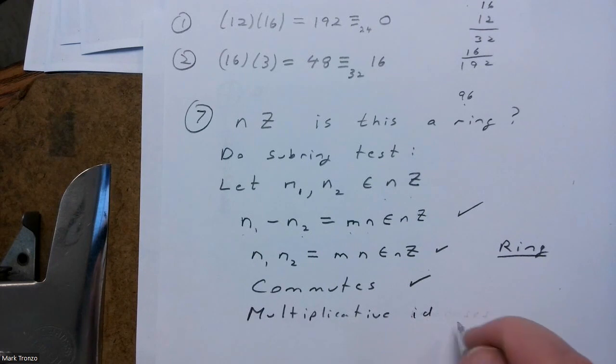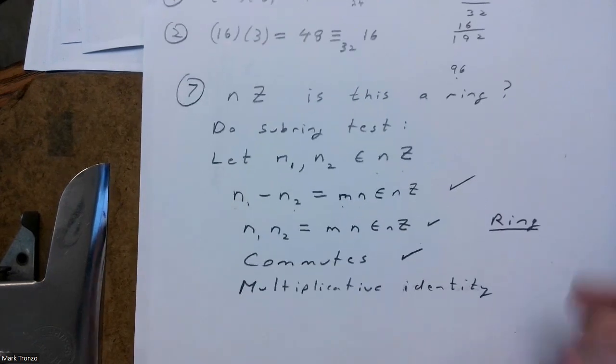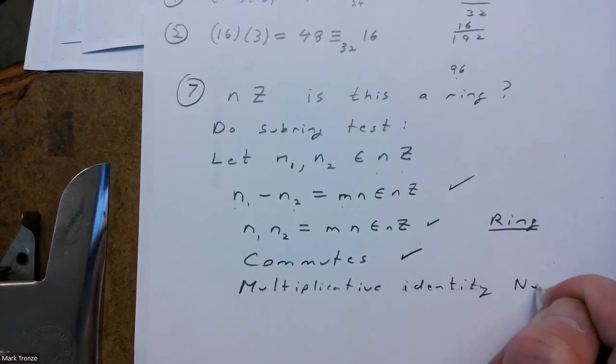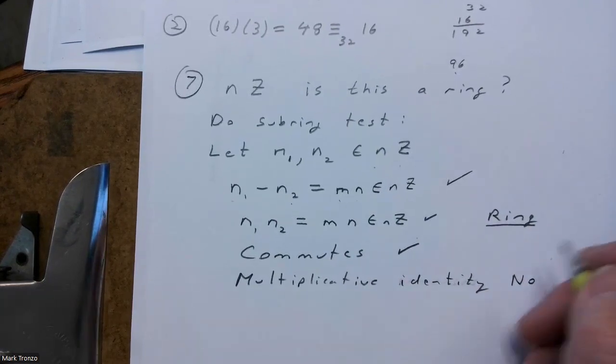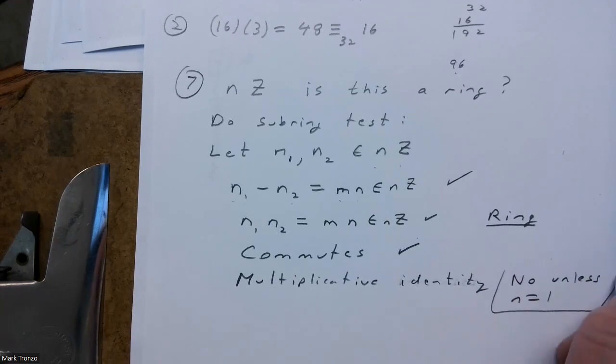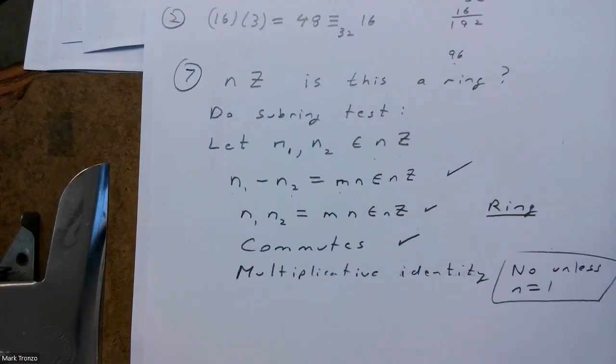Yeah, so if n is equal to 1, then it does, but otherwise it doesn't. You're right. Thank you. No, unless, like you say, n equals 1. Very good answer. Good observation. So it doesn't have an identity.